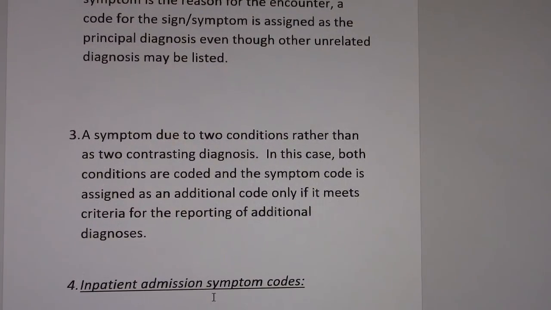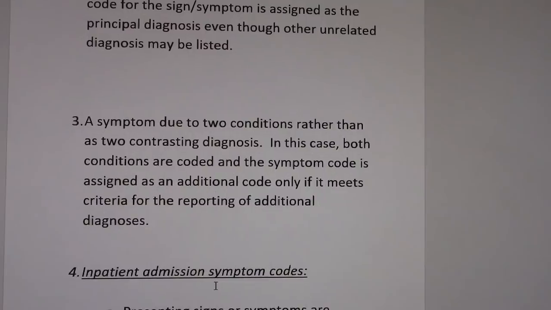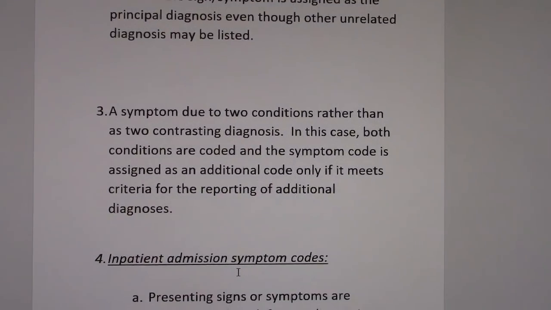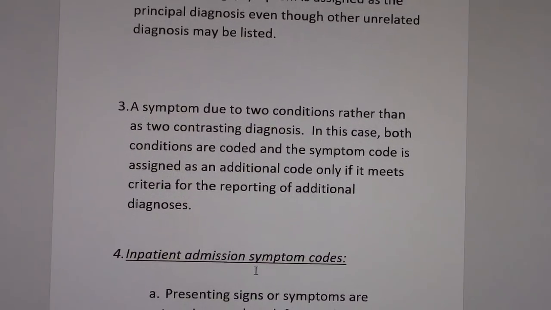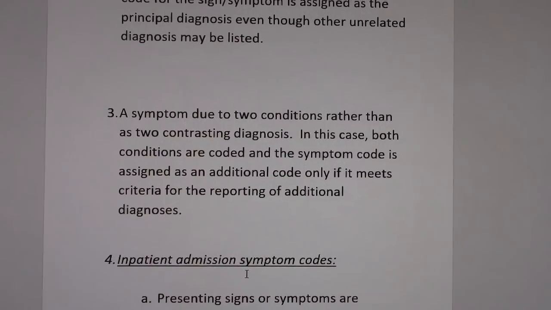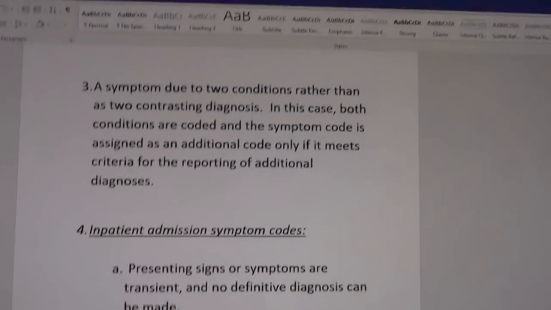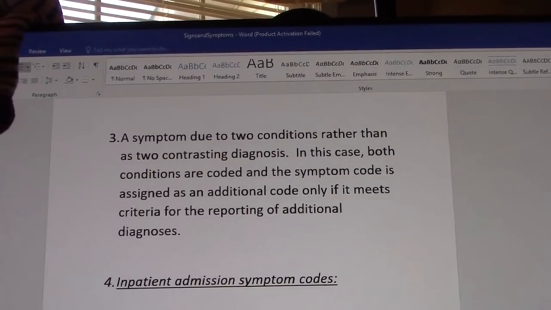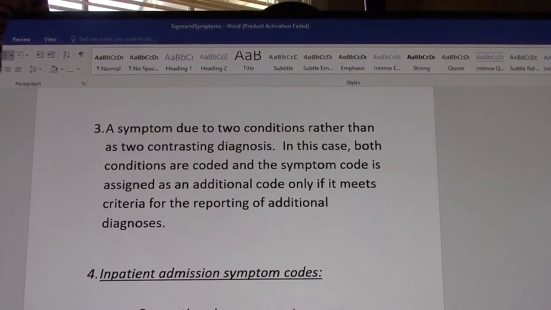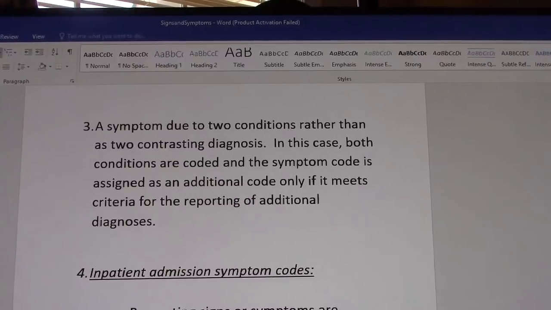Why? Because the patient will experience chest pain whether they've got costochondritis or hiatal hernia. So I've covered it with number 3. When that symptom is due to 2 conditions, it's covered in those 2 conditions. I don't then use another code for chest pain because it's covered in those 2 conditions that I've already coded. All right, so that's number 3.